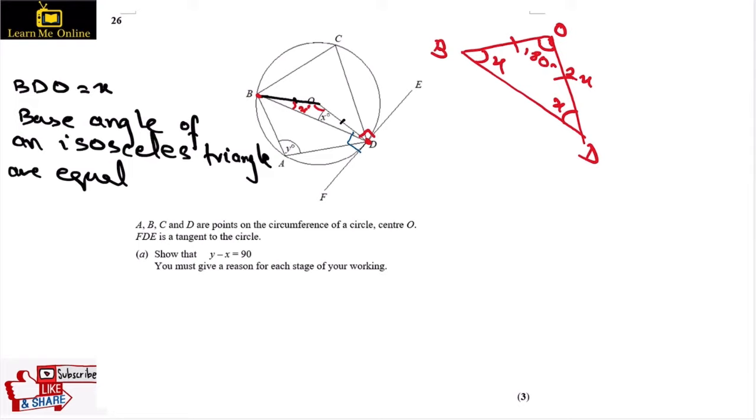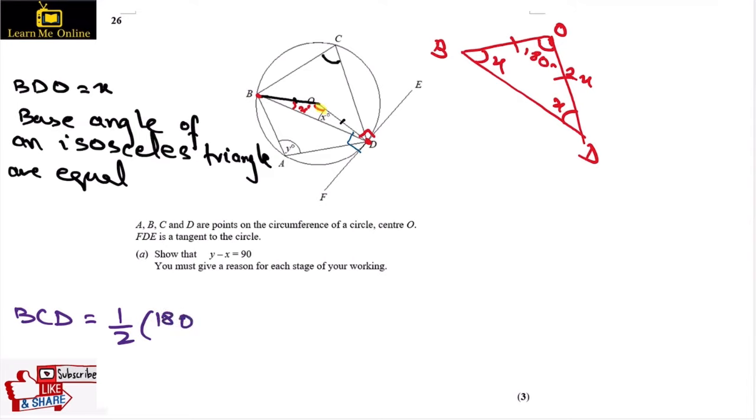Okay. Now this says show that y minus x is equal to 90. The next thing we're going to do is to find out the angle BCD, because we know already this angle is 180 minus 2x. The angle at the center and at the circumference of a circle is half of each other. So we can easily find out how much this angle is. We say that BCD is equal to half of 180 minus 2x.